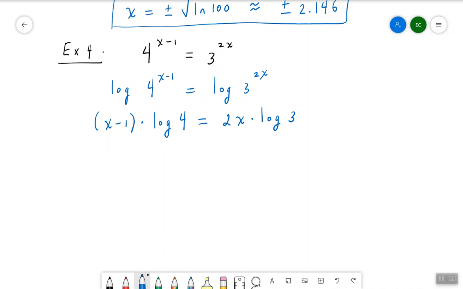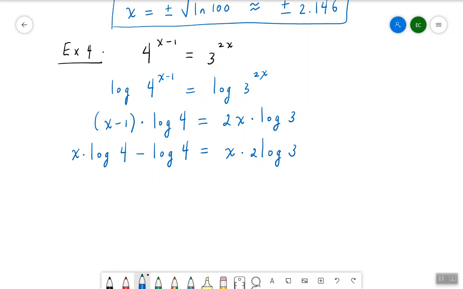Okay. And so then we want to get an exact answer. We don't want to type log of 4 into the calculator right now, or the log of 3 into the calculator right now. We want to get an exact answer first and then type it all into the calculator at once. So what we're going to have to do is distribute the log of 4 to each term inside the parentheses. We'll have x times the log of 4, minus log of 4 times 1 times negative 1 is minus log 4. And then on the other side, we can put the x out in front, and we can have 2 times the log of 3.